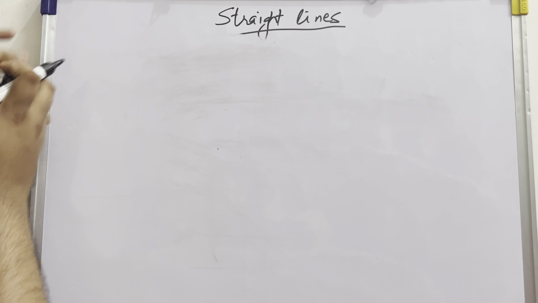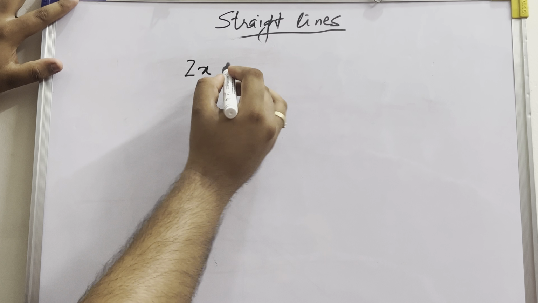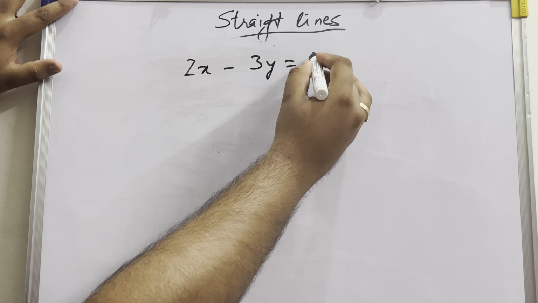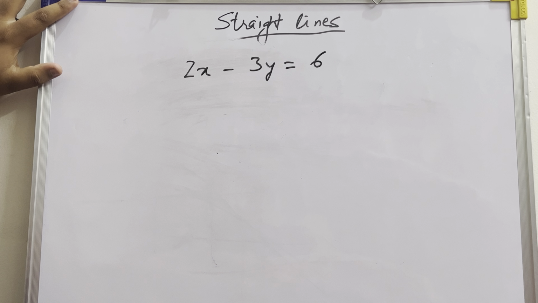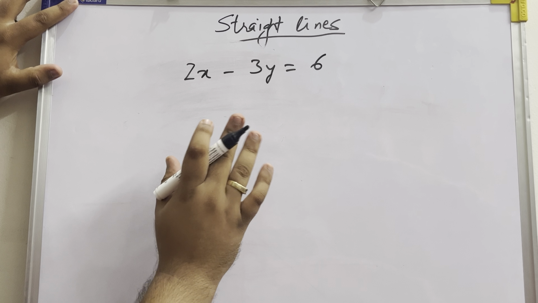Let us see some other examples. Say for example somebody has given you 2x minus 3y equals 6. You have to plot this graph using intercept form. Let us use intercept form to solve this problem first.